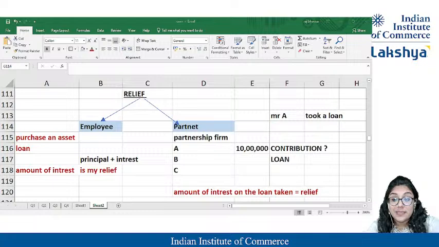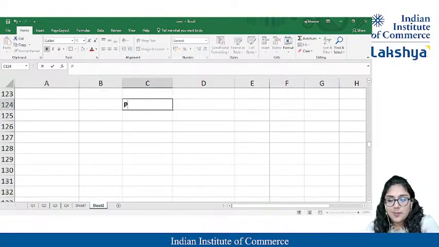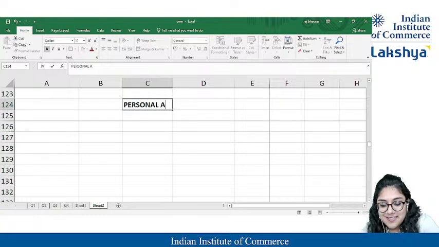Yeah. Now this is an important concept which I am going to explain. That is one of my favorite concepts, which is known as PA. Guys, what is PA? Personal allowance. Guys, what is personal allowance?